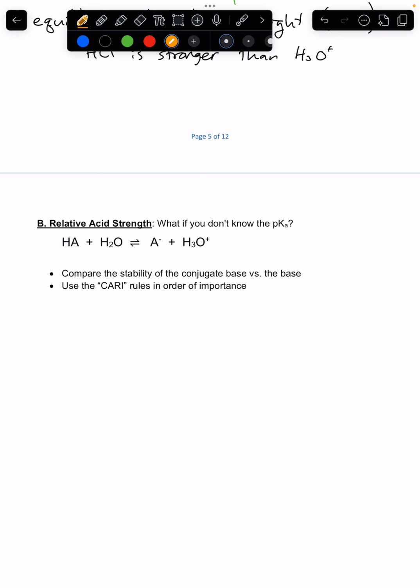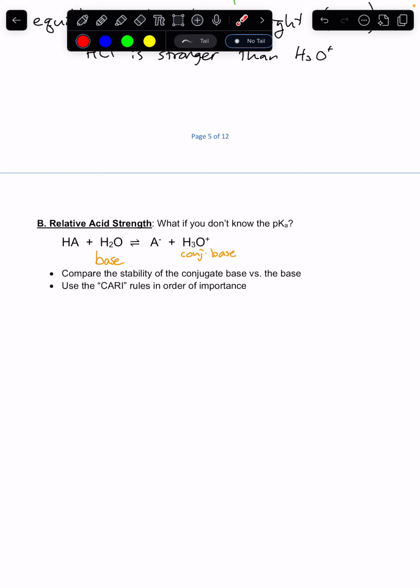So to do that, what we need to do is to compare the stability of the conjugate base and the base, which maybe it's obvious, but that's the base in this equation, and this is the conjugate base. And the reason why we need to do that is because, if let's say that this is the stronger base than that base, then what do you think happens? Which way would the reaction lean toward? Well, if this is the stronger base, that means this wants to pick up a proton more than this guy. So if this picks up a proton, it becomes that.